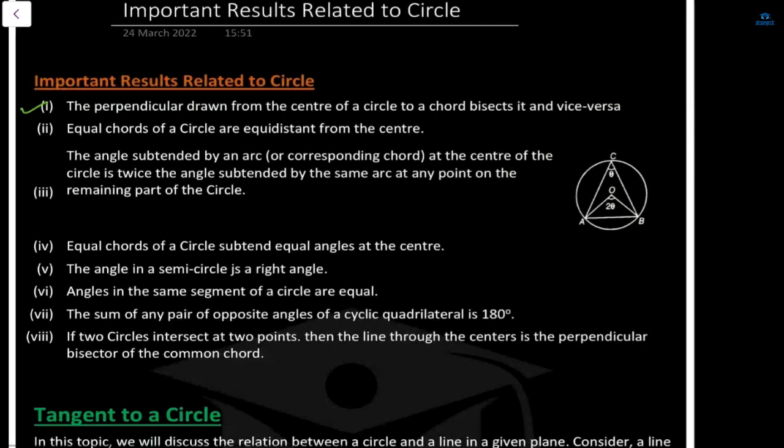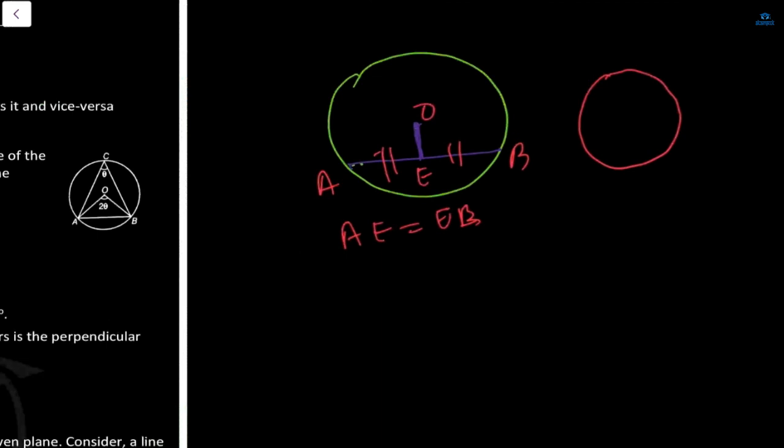Equal chords of a circle are equidistant from the center. Two chords whose lengths are equal are also equidistant from the center. If there are two chords, I am drawing two chords, one here and one here, and this is the center. Now if this distance is the same as this distance, then the chords' lengths are also the same. Understood? It may be that one chord is here and one chord is here, but if the distance between the center and the chord is the same, then the length of the chord will be the same.